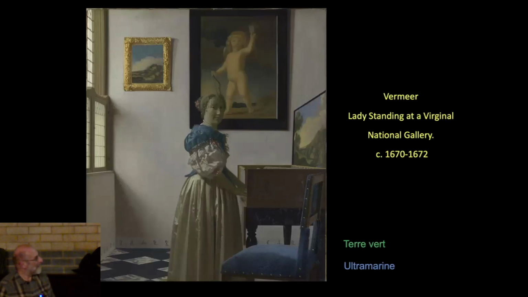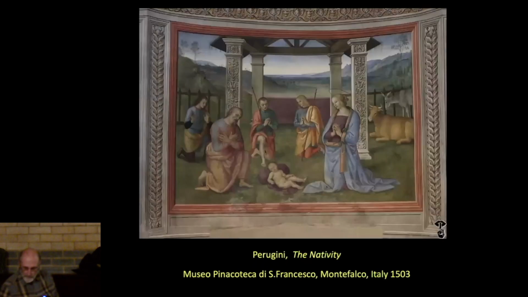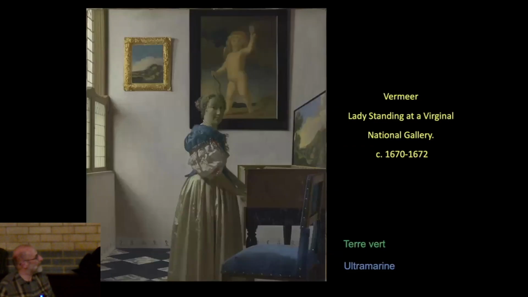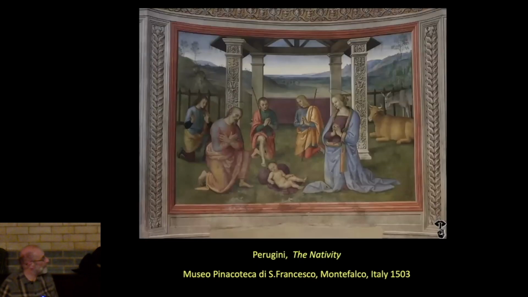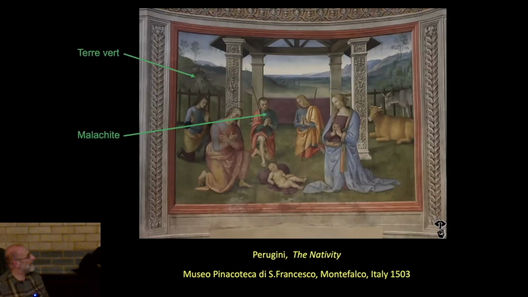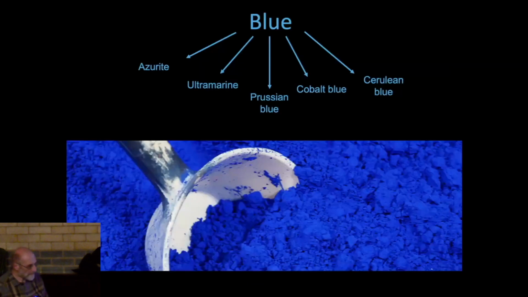Here he is again. This time we've got terre verte being used as a painting material there, and again she stood in front of a window. And this final painting shows the use of the two pigments, the terre verte or the celadonite or glauconite or whatever, in the background for the hills, and for the richer color of the robes we're using malachite. So onto the blues.